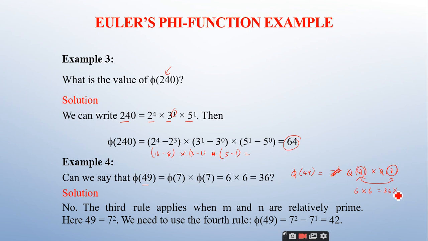You have to apply the fourth rule, which says that phi of 49, that is 7 square, is equal to... So this is in the form of p power e. So it is given by p power e minus p power e minus 1, that is 7 square minus 7 power 1, that is 49 minus 7, that is 42, right?